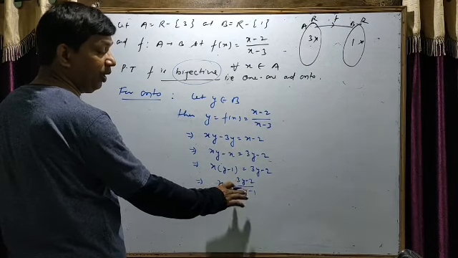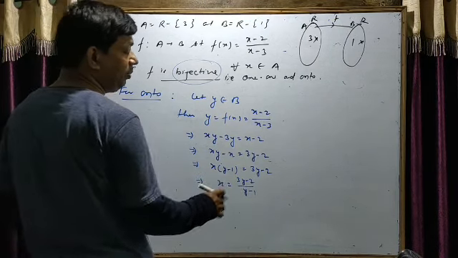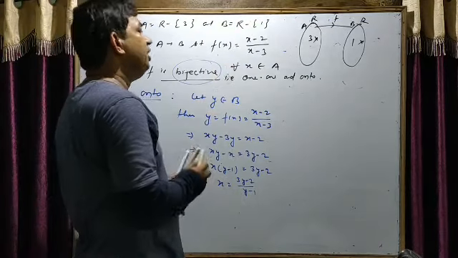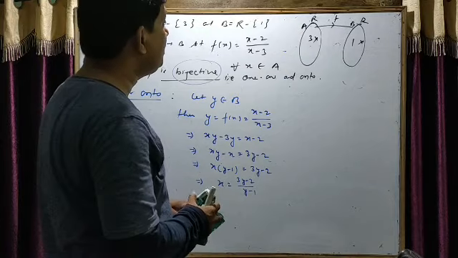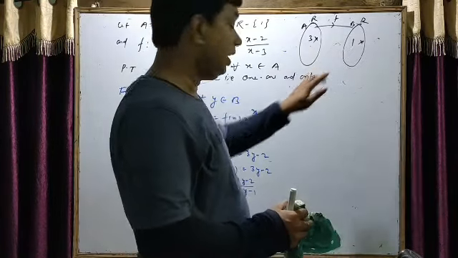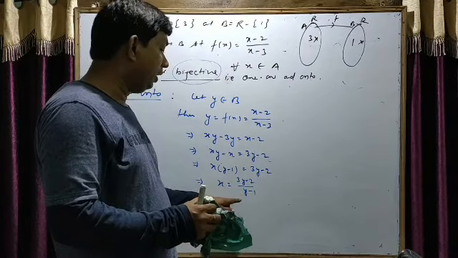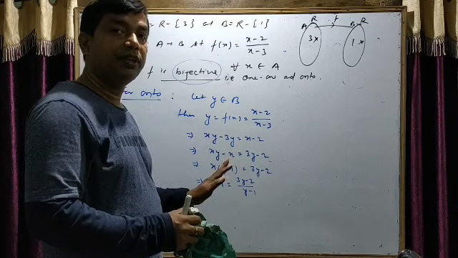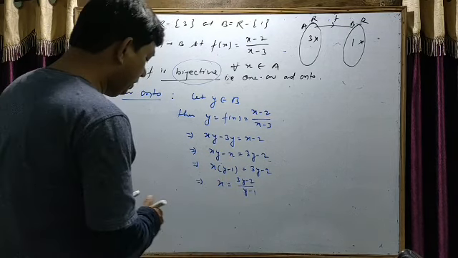This is the value of x in terms of y. Now what is x? (3y minus 2) by (y minus 1). So in set B, why is it written R minus 1? Because in the range 1 never comes. If I take y as 1, then this x is not defined. Why? Because 1 by 0 is not defined. That means y equal to 1 is not present.